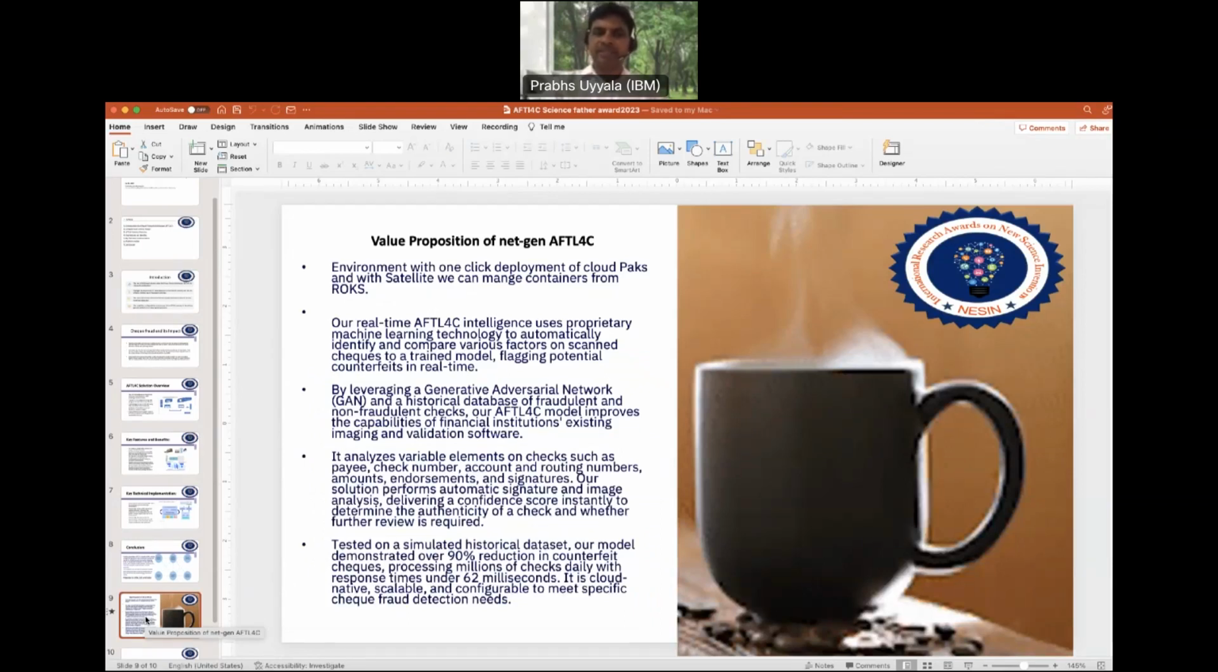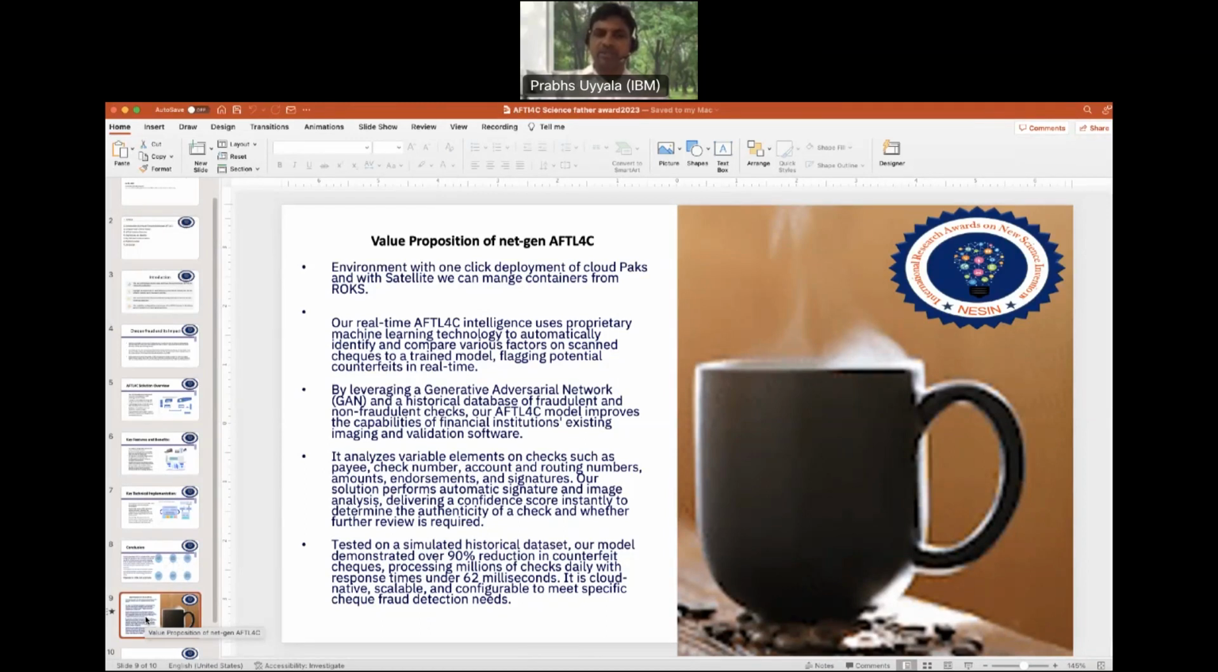By leveraging generative adversarial networks and a historical database of fraudulent and non-fraudulent checks, our model improves the capabilities of the financial institution's existing image and validation software. It analyzes various elements such as payee, check number, account and routing number, amount, endorsement, and signature. Most bank solutions have a different application for each of these objects, and they have to process them separately. But a single application can process all these verifications and detect the checks, and that's the reason for a faster turnaround for check fraud detection.